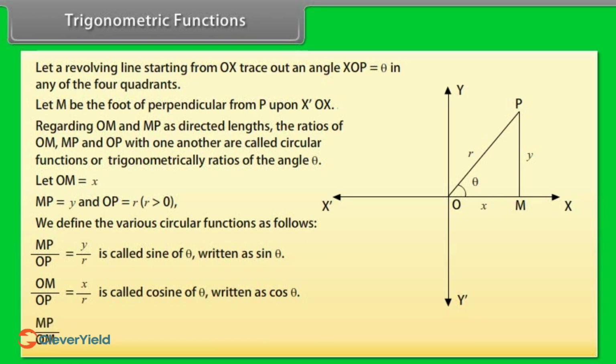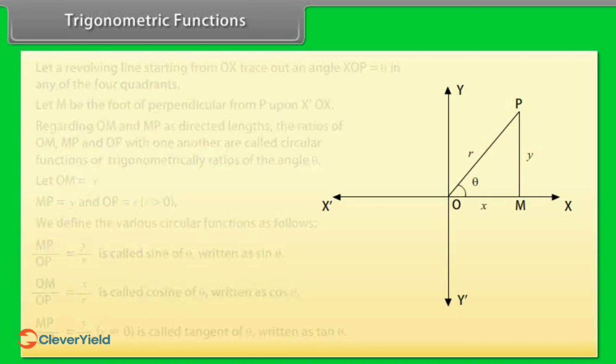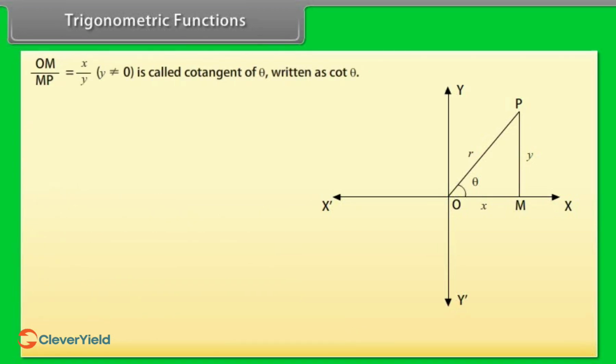MP by OM is equal to y by x, x not equal to 0, called tangent of theta, written as tan theta. OM by MP is equal to x by y, y not equal to 0, called cotangent of theta, written as cot theta.